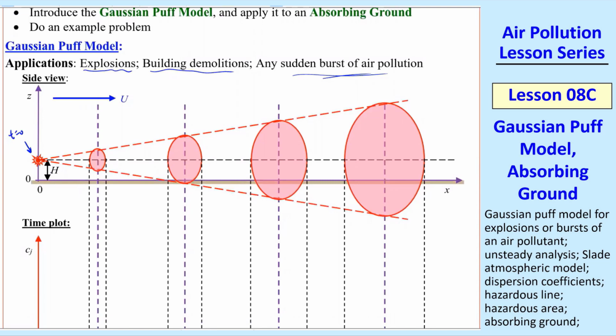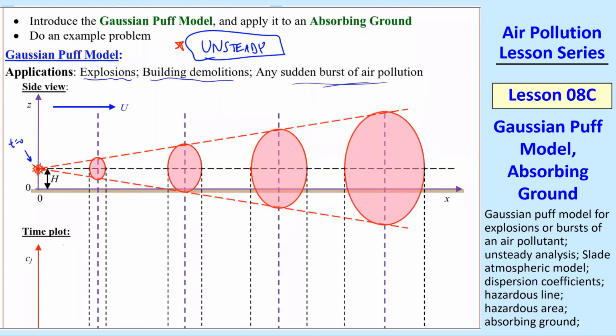This ground is absorbing. The main difference here between the plume and what we are now talking about, this puff, is that this is now unsteady. So there's a little bit more level of complication here. You can visualize what happens if I plot z versus x. So it's just looking from the side view. There's this explosion at t equals 0.